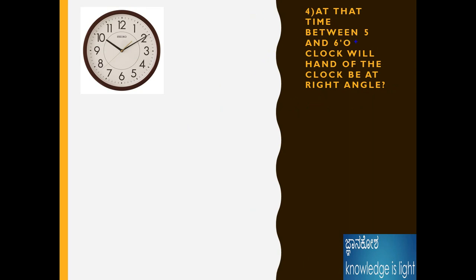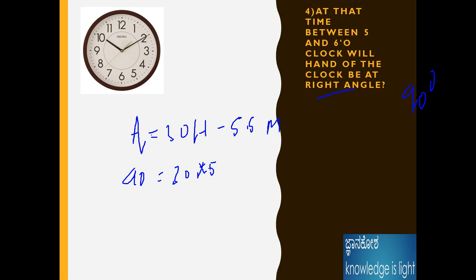At what time between 5 o'clock and 6 o'clock will the hands be at a right angle? Right angle means the angle is 90 degrees. A is equal to 30h minus 5.5m, which we already know, equals 90 degrees. What is the hour angle? 5 into 30 minus 5.5m. Therefore, 90 equals 150 minus 5.5m.